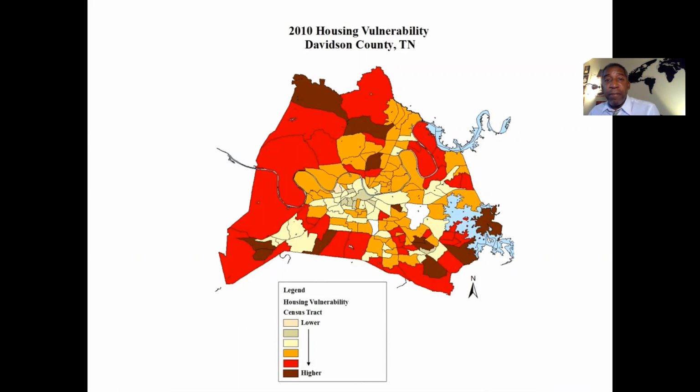So here we have housing vulnerability. And so obviously housing vulnerability is based upon the value of one's home in some cases or housing status. And so you see that pretty much everybody is vulnerable, perhaps except in these areas where you have a lot of college students and a lot of renters in and around inner city of Nashville.